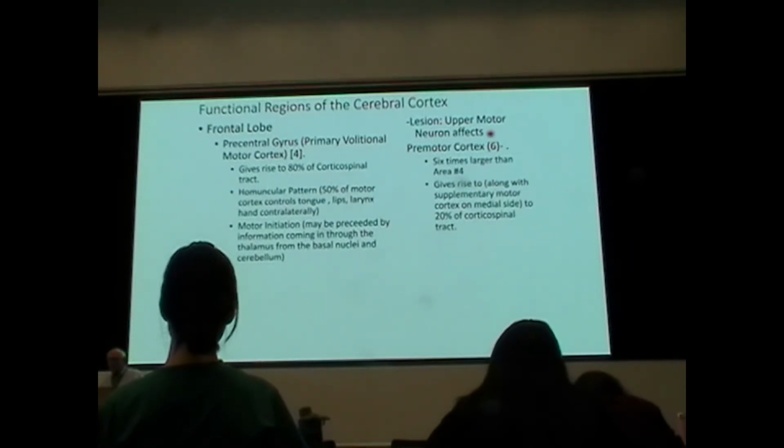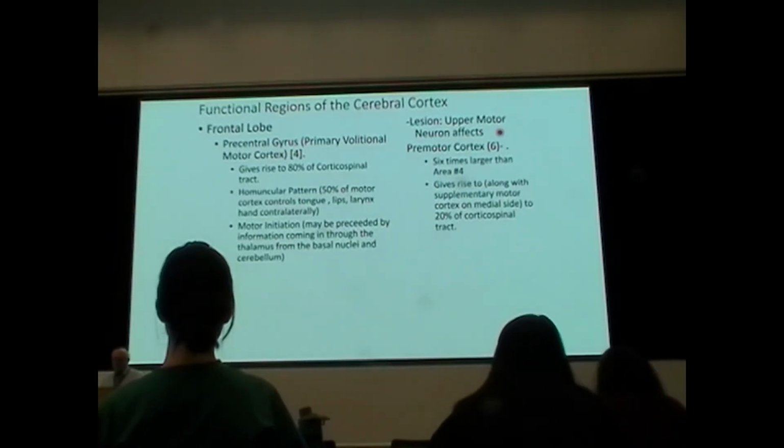Lesions of the upper motor neuron. The effects in relationship to this are things associated with paralysis, hemiparalysis: one side of the body, one half of the body, loss of the ability to perform motor movement, especially sophisticated motor movement.